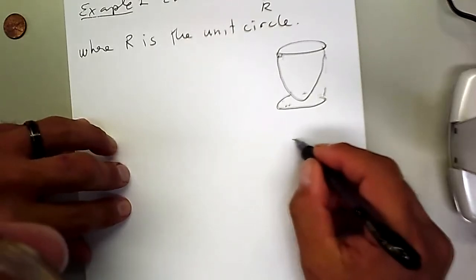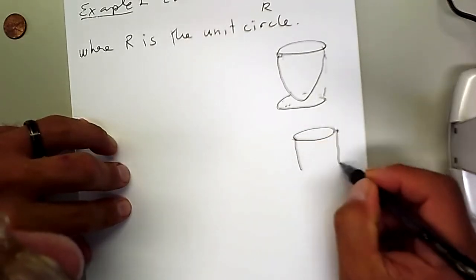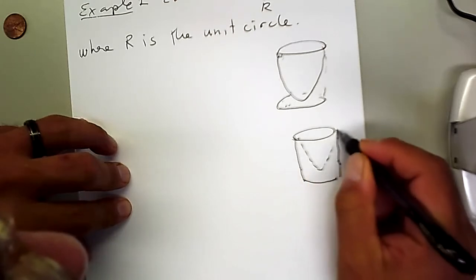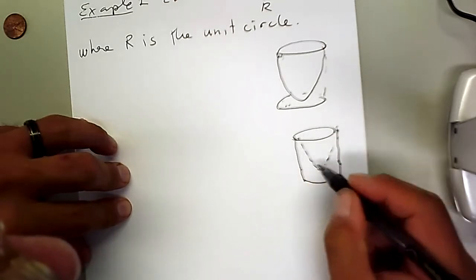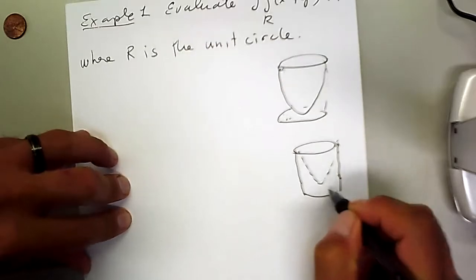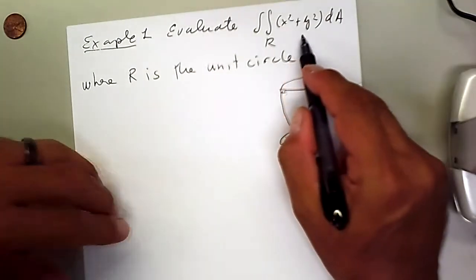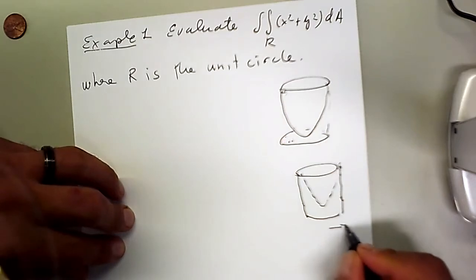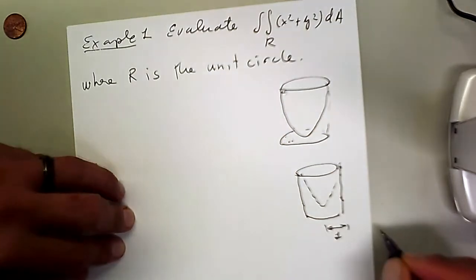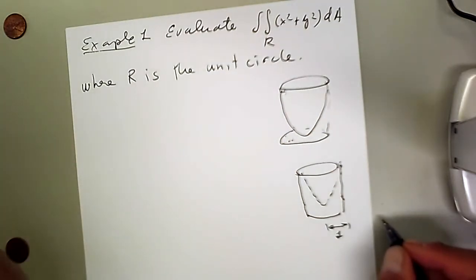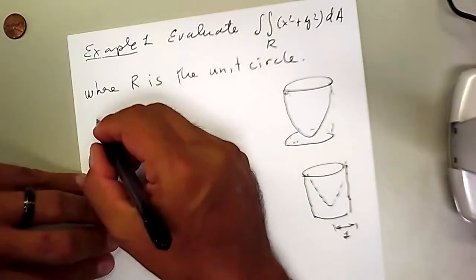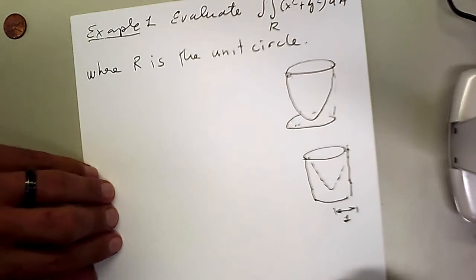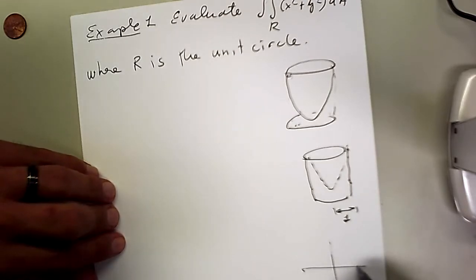I suppose I can draw a picture of the solid. On the outside is going to be a cylinder. On the inside, we're going to have the paraboloid. So this is going to be the solid whose volume is going to be given by this integral. The radius is going to be 1, of course. So the top view of the area over which we are integrating is, of course, going to be a circle.